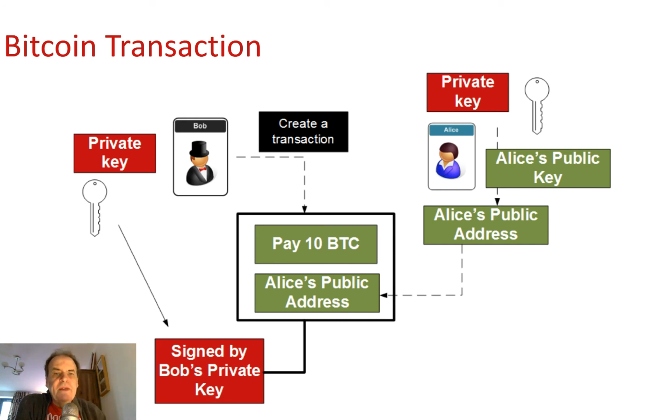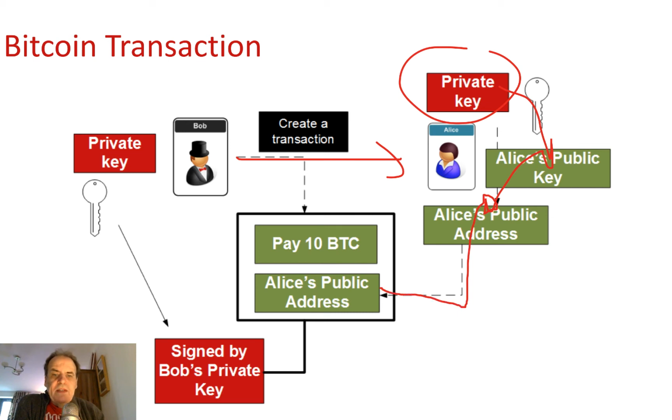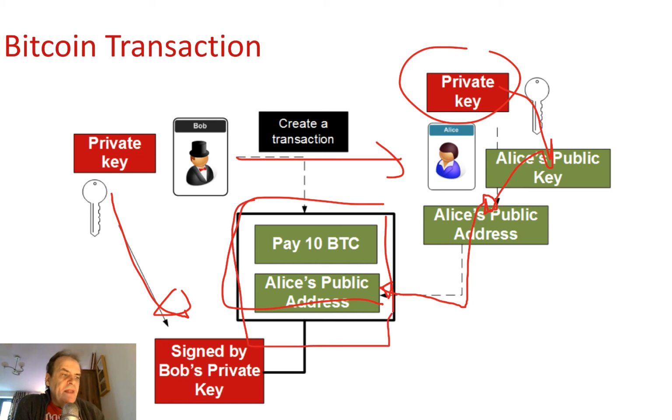Okay, so here's a very basic outline of a Bitcoin transaction. So Bob wants to send Alice 10 Bitcoins. So she has a private key, she creates her public key, and then a public key address from that. Bob takes her public key address and then creates a transaction, and Bob will then sign with his private key for that transaction, and then that goes on to the blockchain.